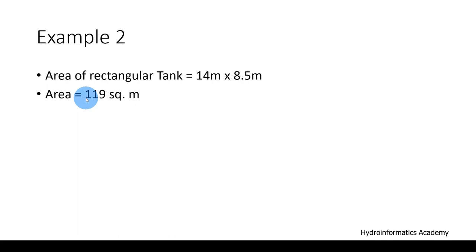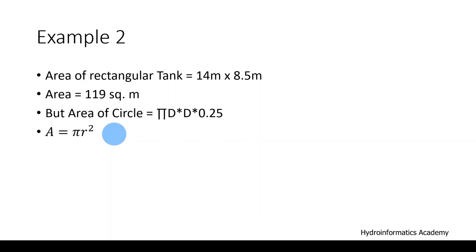Remember, we need to find the diameter of the circle that has the same area as our storage tank. The area of the circle is given by pi d squared divided by 4 or pi r squared. These are the formulas that we can use. What we need to do is equate this area, which is 119, with any of these formulas. For my case, I'll just opt to go with formula number 2, so I'll take 119 square meters and equate it with pi r squared. So we assume that our circle has an area of 119 square meters.